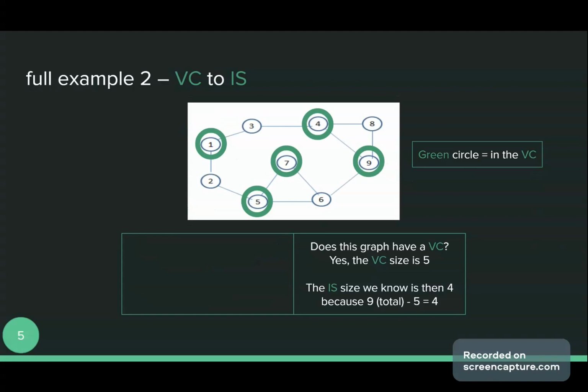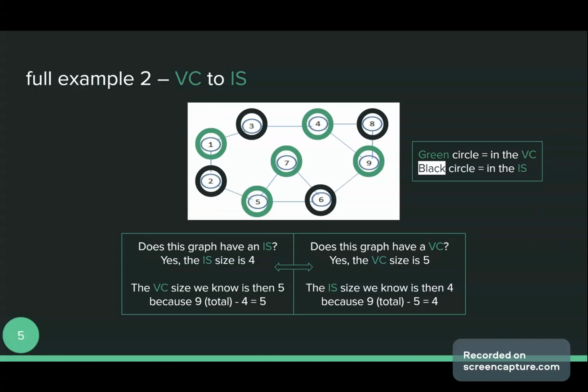Now, we can assume that the independent set size is then 4, because 9 minus 5 is 4. And yes, this is correct. The independent set is size 4. Only these 4 vertices are not connected by an edge together. For example, if we included this vertex 9 in the independent set, it would not work because it is connected to 6 and 8. And that goes along with every single vertex in this graph that is not already part of the independent set we have here. So again, we see that the sizes are complements of each other.